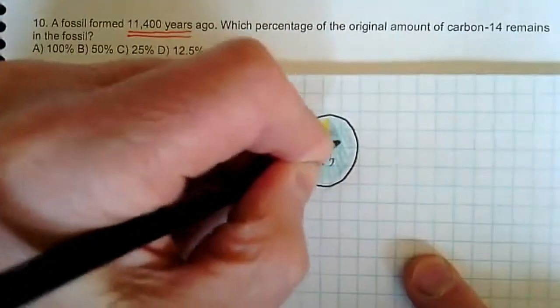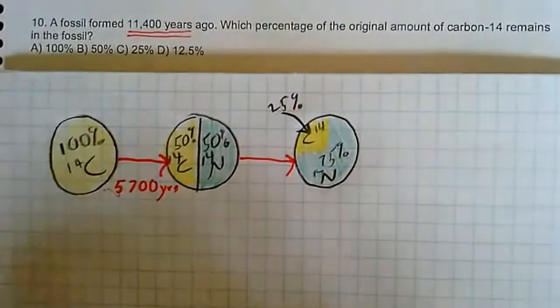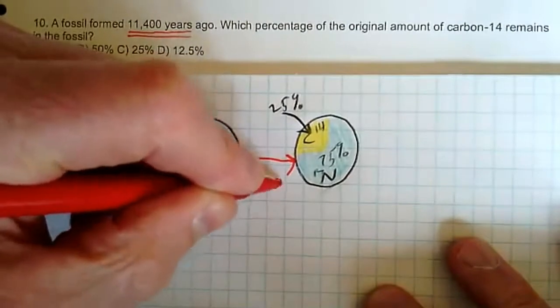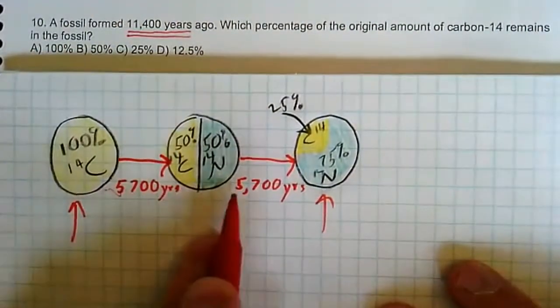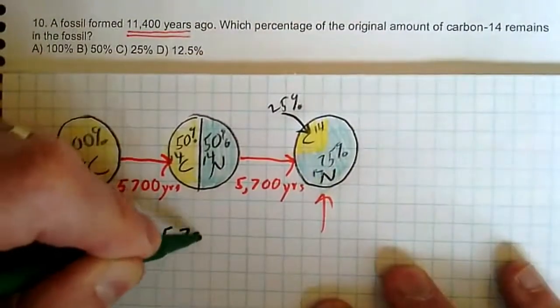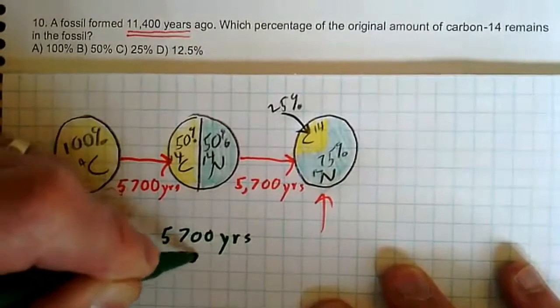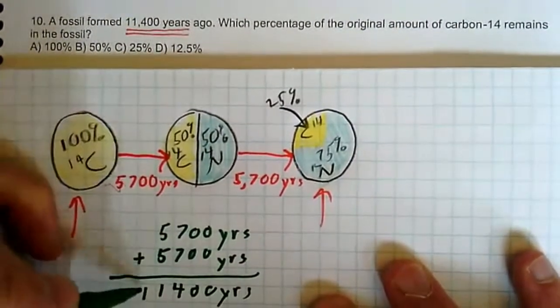So this is 75% nitrogen-14, and the carbon-14 there will be 25%. And that time would be 5,700 years. So from the start to where we are right there is going to be a grand total of 5,700 years plus 5,700 years. And if you do that quick little math, 5,700 years plus 5,700 years, we're going to get 11,400 years, which is what the question is asking about.